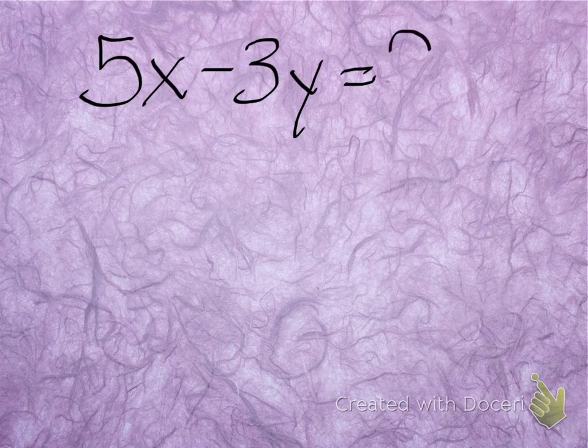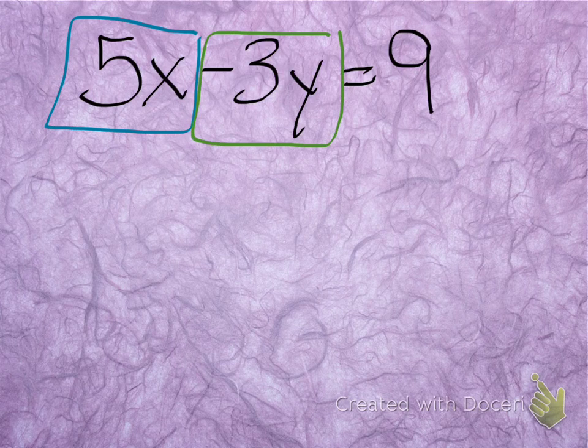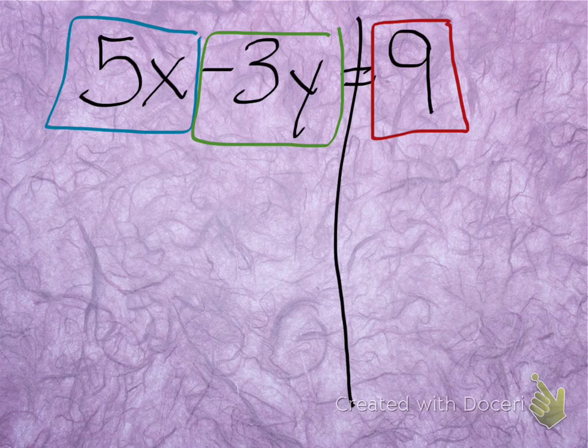So 5x minus 3y equals 9. So separate your terms. I have 5x, I have negative 3y, and I have 9. Divide my equation in half. I need to take that entire term of 5x and move it to the other side. So to do that, I need to take it away from both sides.